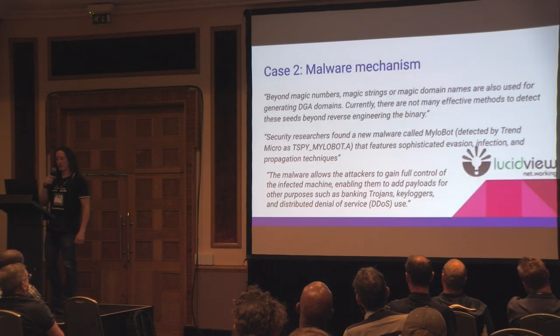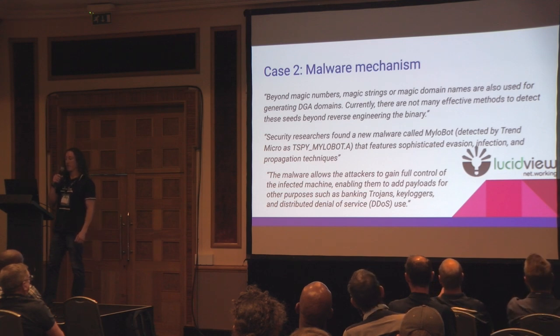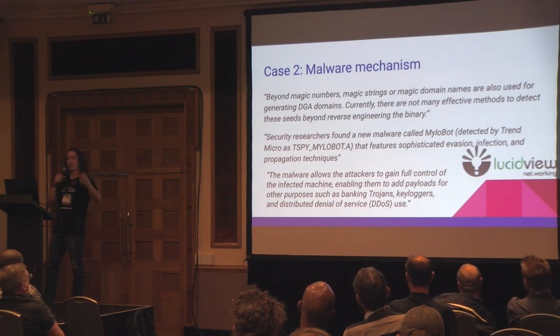All right, so just some quotes from the information about this malware. Beyond magic numbers, magic strings, or magic domain names, also used for generating DGA domains. Currently, there are not many effective methods to detect these seeds beyond reverse engineering the binary. Now, it's difficult to reverse engineer these things, but based on the behavior, you can easily see it. And we'll talk about that just now.